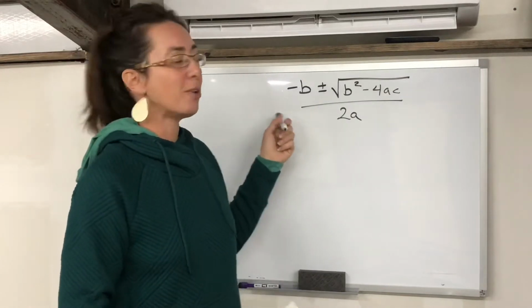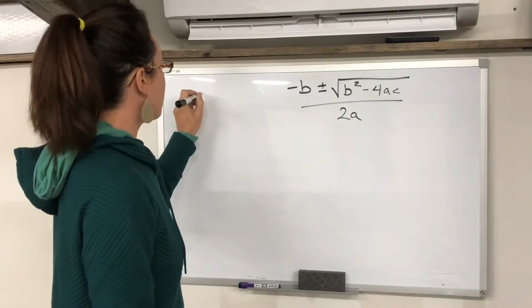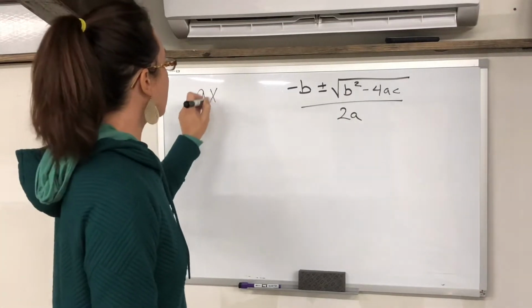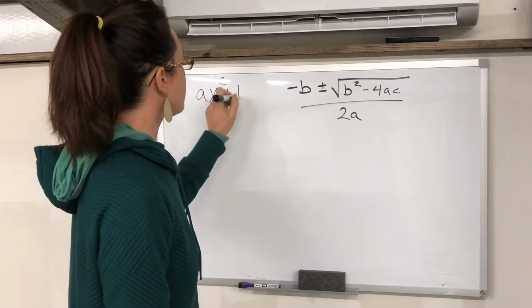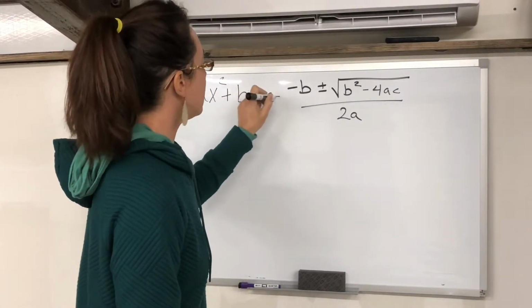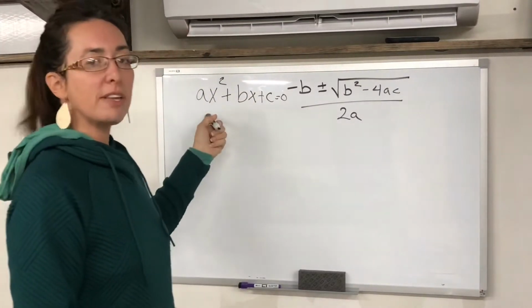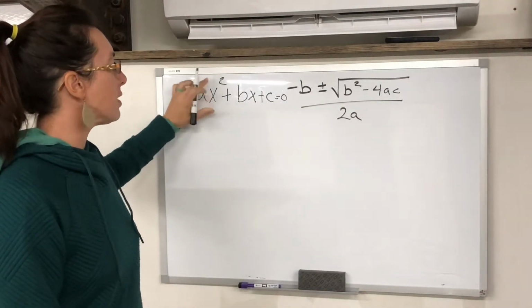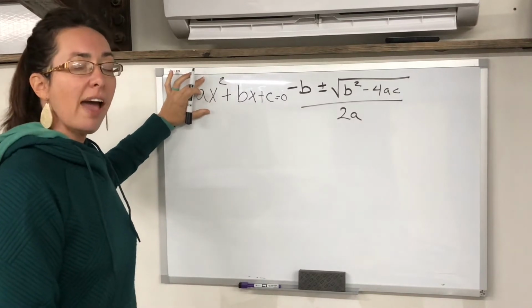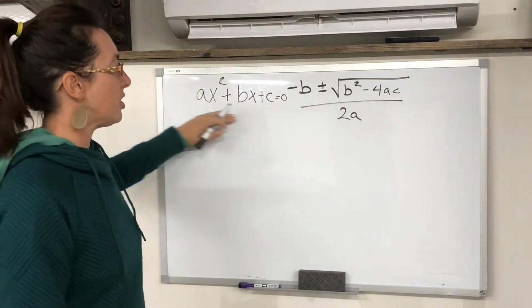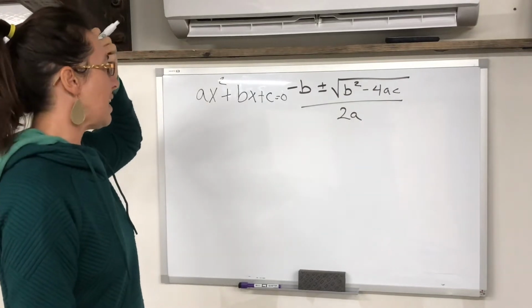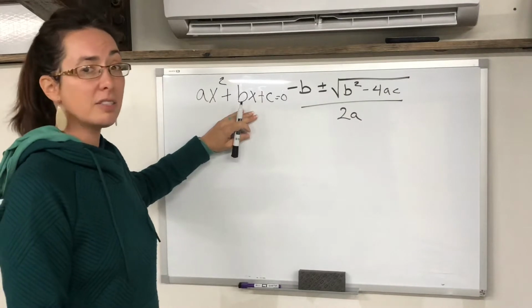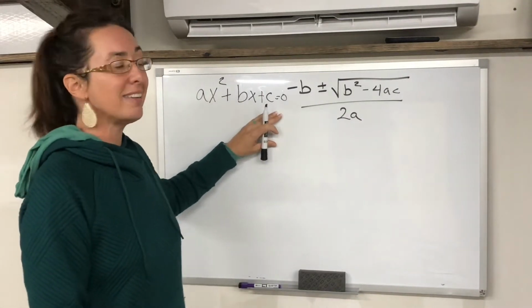But all you need to know is when we are working with a quadratic, we are working with something that is ax squared plus bx plus c equals 0. This is the definition of our formula here. Anytime you have an x squared term, remember, we have a quadratic equation. There may or may not be an x, and there may or may not be a c.